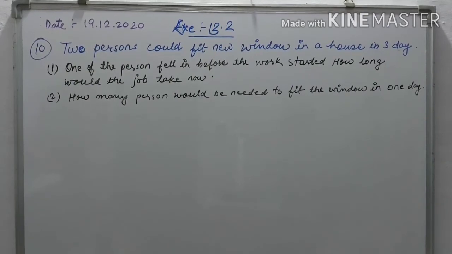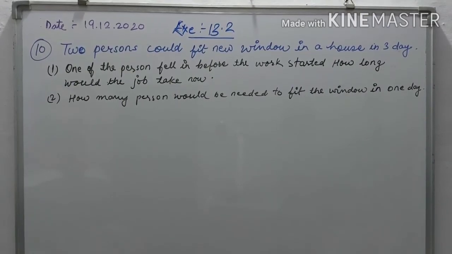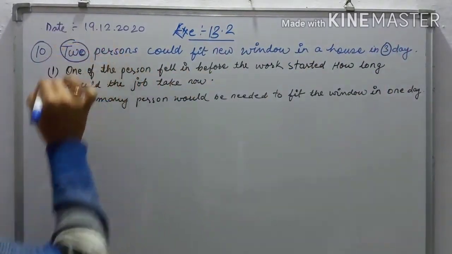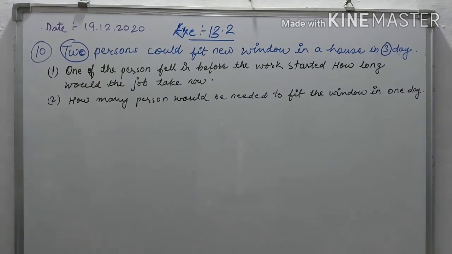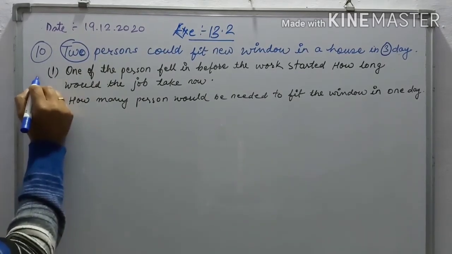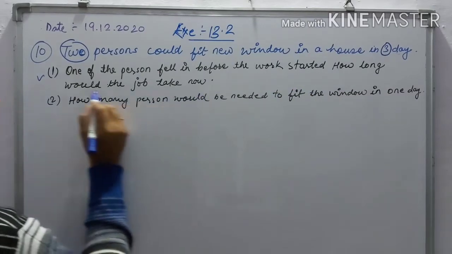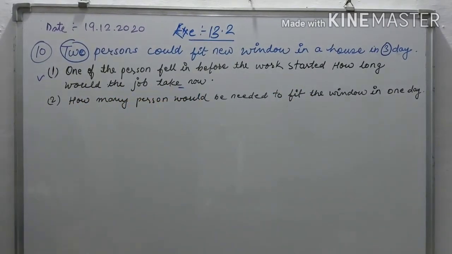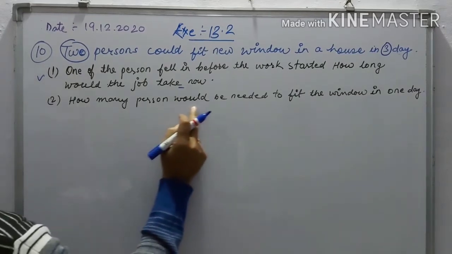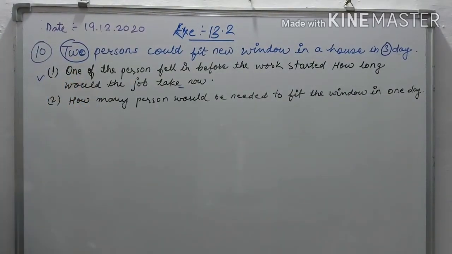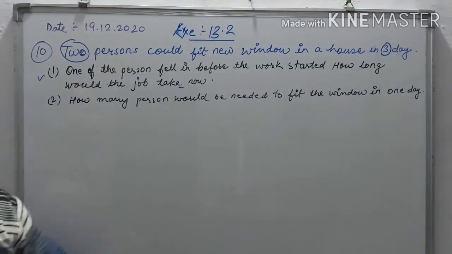Now question number 10. Two persons could fit a new window in a house in 3 days. In the two questions, the first question is: one of the persons falls ill before they start the work, how long will they take to do the job? Before starting the work, one person is left. And the second question is: how many persons would be needed to fit the window in 1 day? The second question asks, instead of 3 days, if the work is to be done in 1 day, how many persons will be required?